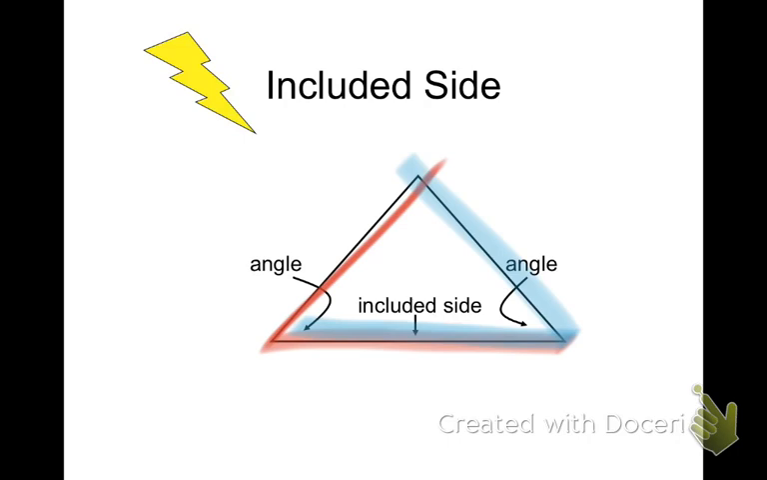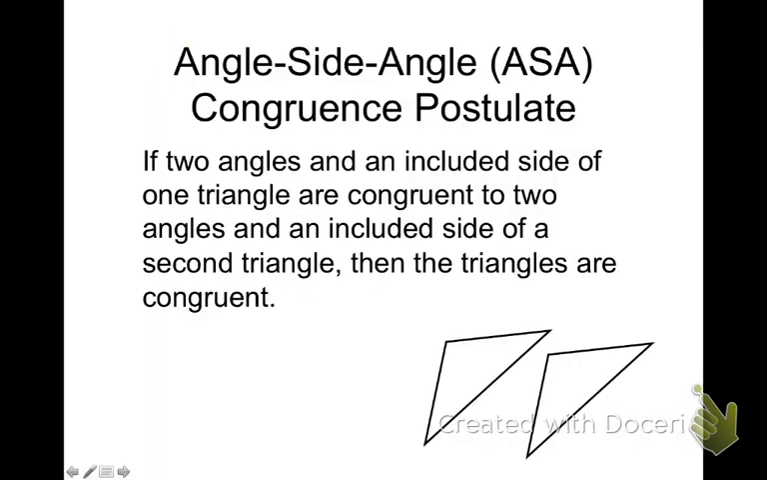Okay, so what angle side angle tells us is that if two angles and an included side of one triangle are congruent to two angles and an included side of a second triangle, then the triangles are congruent.